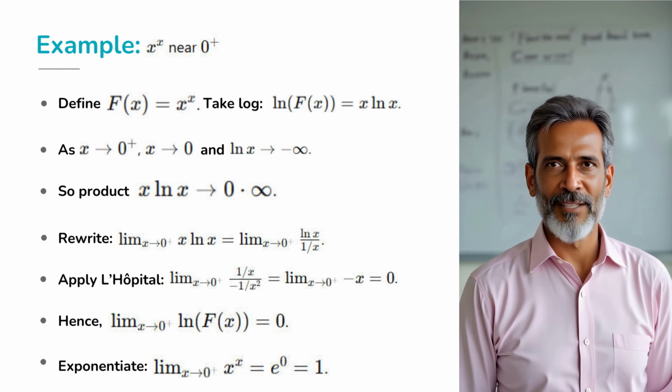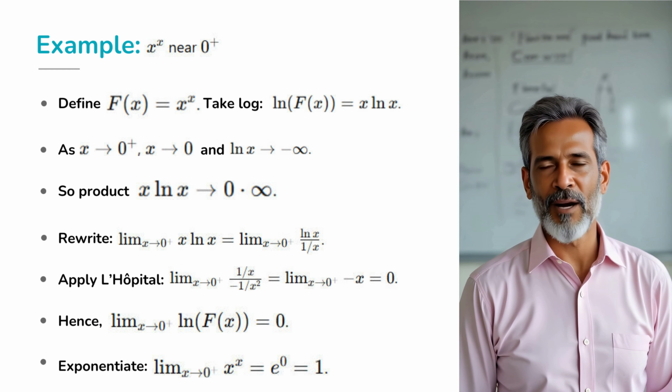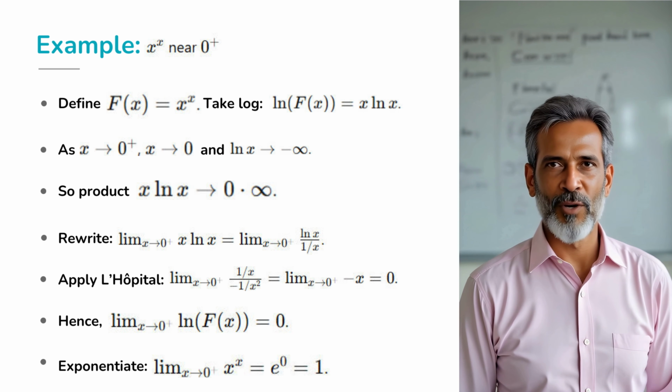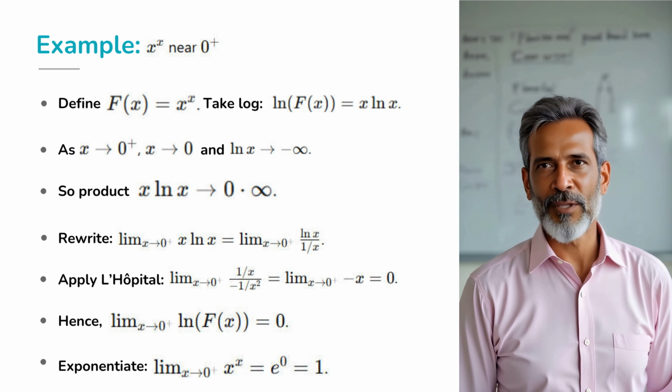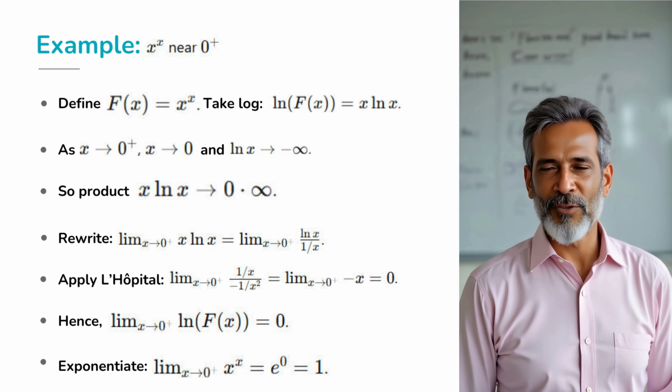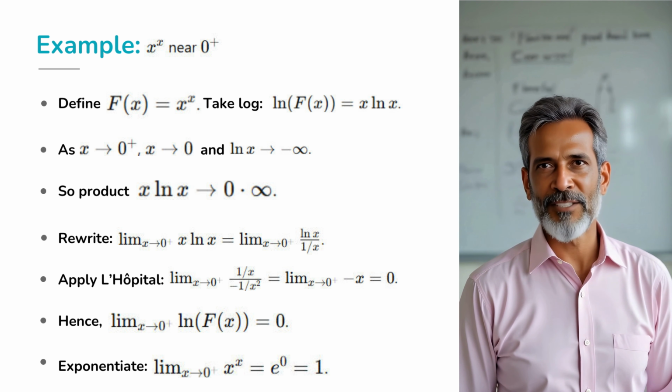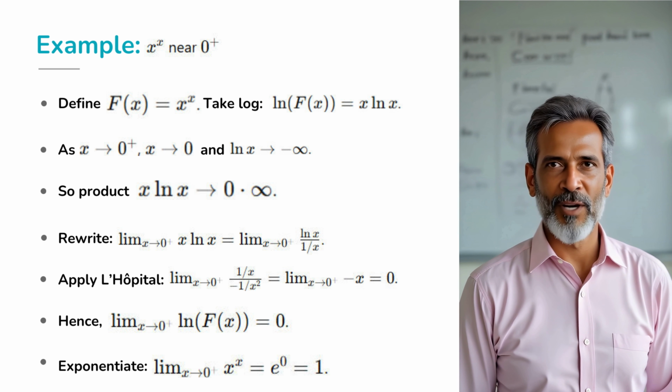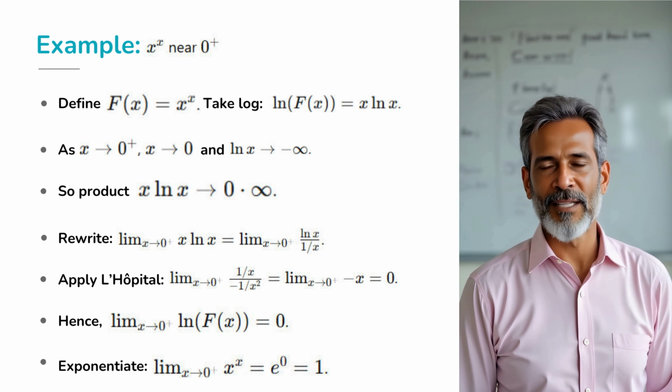So x log x is 0 times infinity, another indeterminate form. Rewrite this as log x divided by 1 over x. Now apply L'Hopital's rule. The derivative of log x is 1 over x. The derivative of 1 over x is minus 1 over x squared. So the fraction becomes 1 over x divided by minus 1 over x squared, which simplifies to minus x.